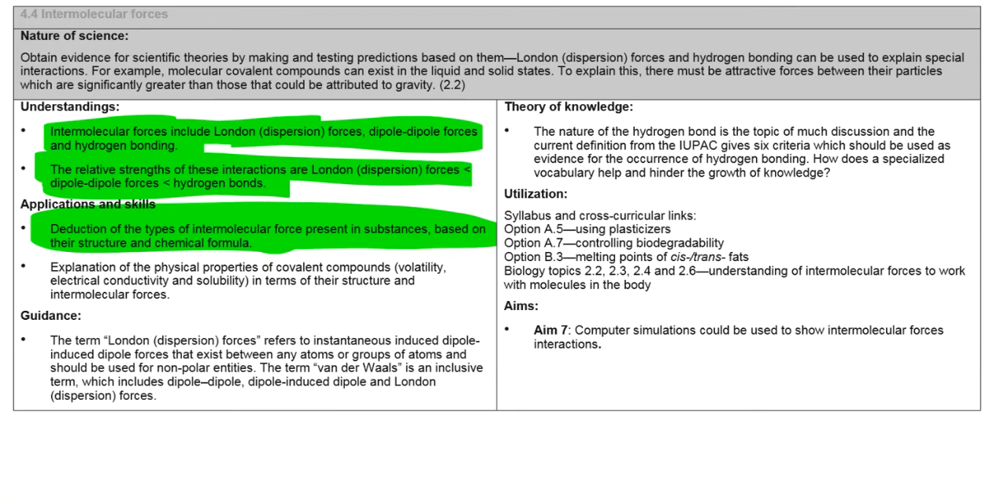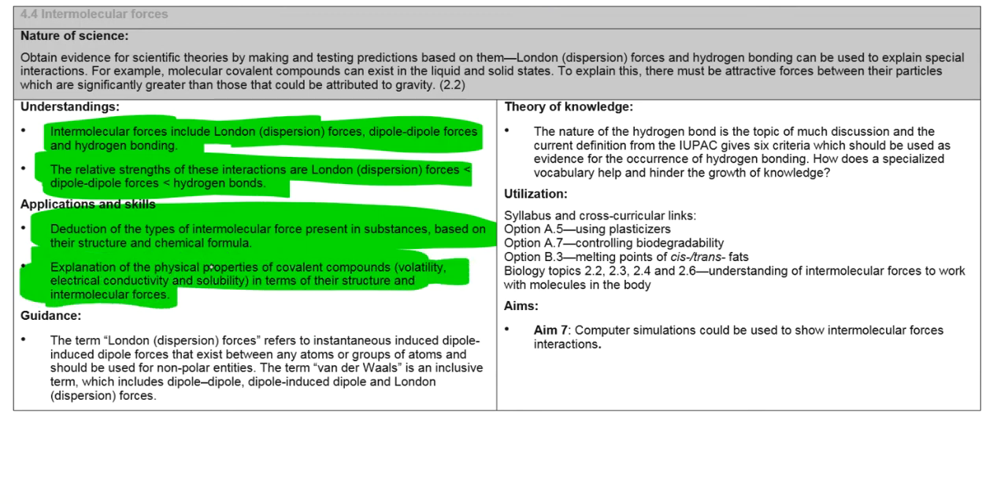So based on intermolecular forces, you can have different properties. So stronger intermolecular forces would mean less volatility. And generally, in covalent compounds, there's no electrical conductivity unless there's delocalized electrons. And solubility is to do with polarity. So the stronger intermolecular forces you have, the more soluble something is.